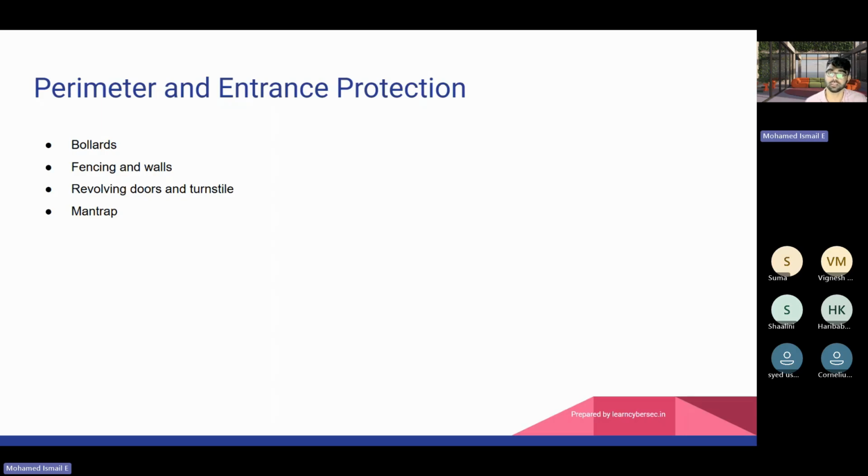Similarly, in IT systems or IT buildings, when you build a company for a particular purpose, you need to follow the specific design considerations so that the building itself provides the necessary physical security, right? So in the perimeter entrance, if you take any company's entrance, you will see these components: bollards, fencing and walls, revolving doors, man trap. Maybe these terminologies are new to you, but you have definitely seen them in IT companies.